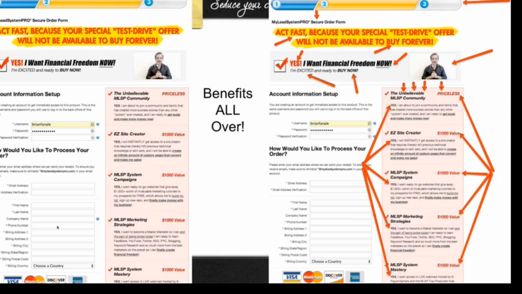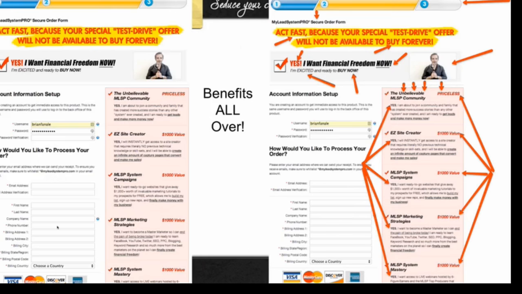You see the progress bar. They're in the delivery section. Now they're going to get to the finish. Progress bar, that has increased conversions. Secure order form. Act fast. Buy forever. Guys, how many yeses are on this? Yes, I want financial freedom now. I'm excited and ready to buy now. I've got my video there.